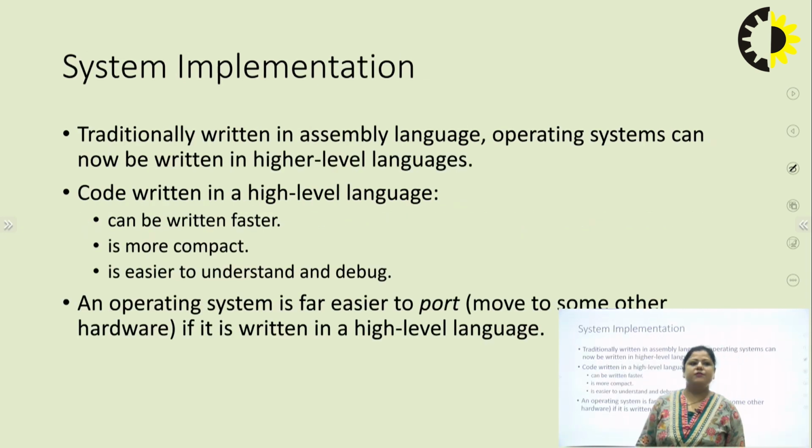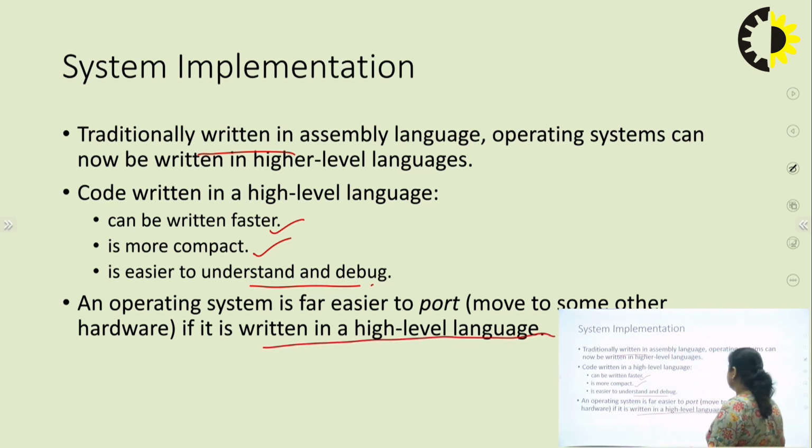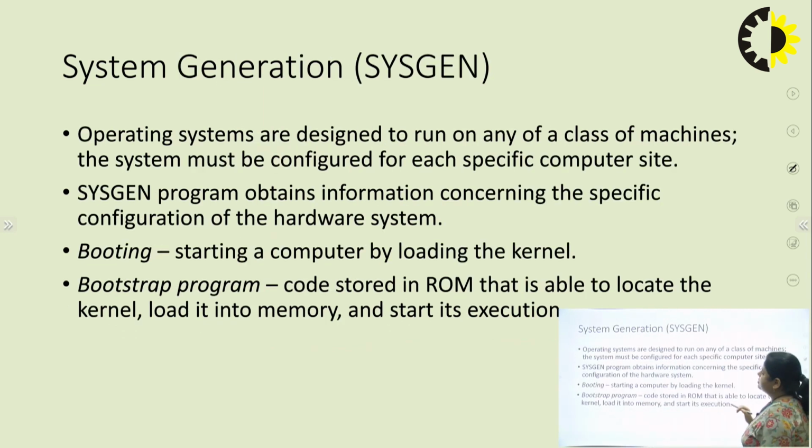Now, what is system implementation? Traditionally written in assembly language, operating systems can now be written in high level languages. Code written in a high level language can be written faster, is more compact, and is easier to understand and debug. An operating system is also far easier to move to other hardware if it is written in a high level language. This is system implementation.